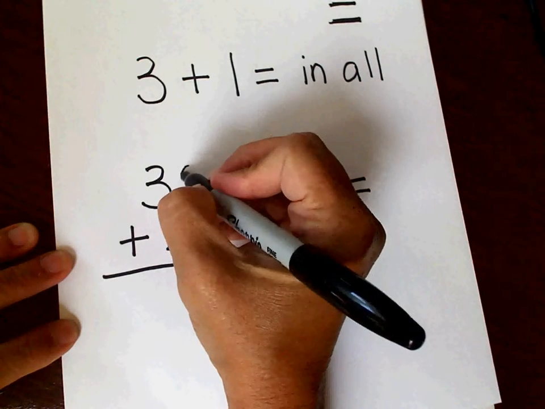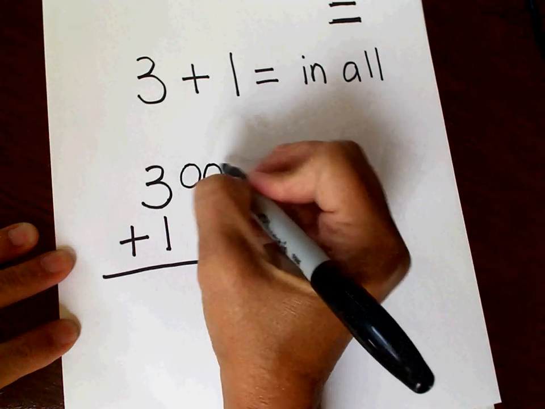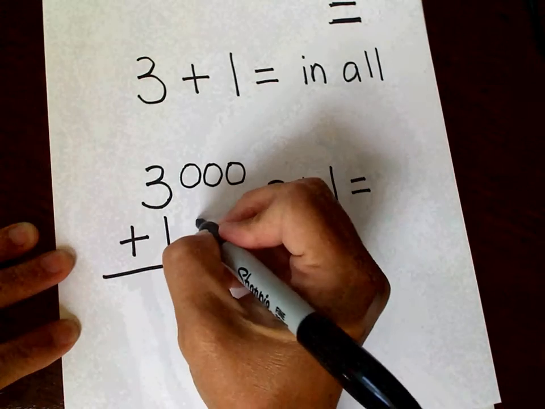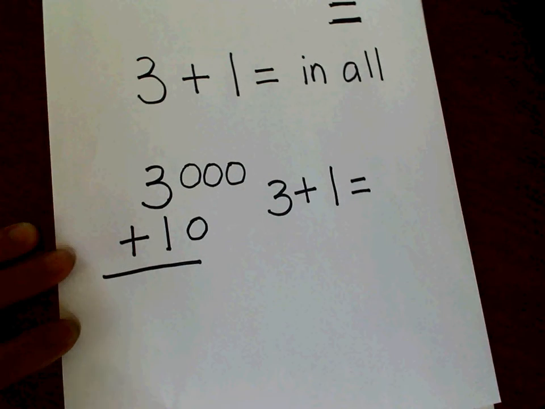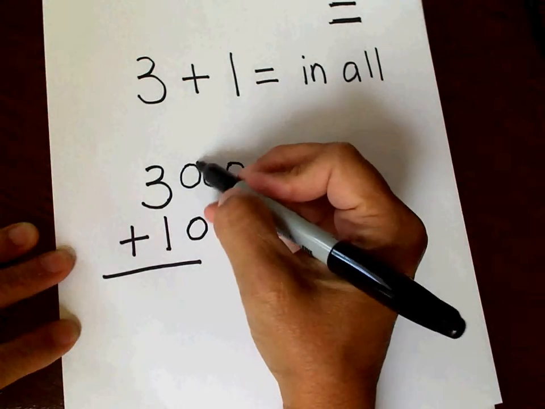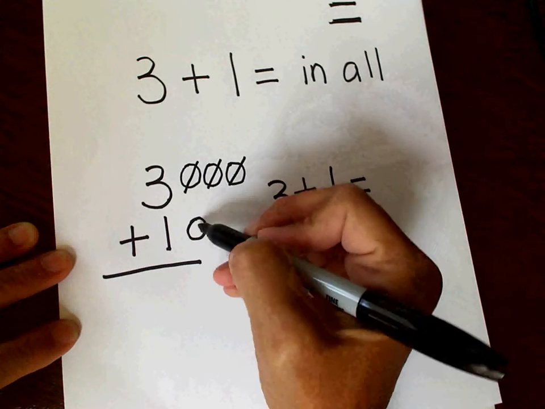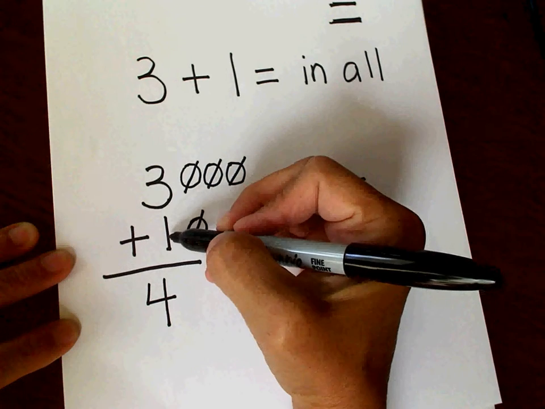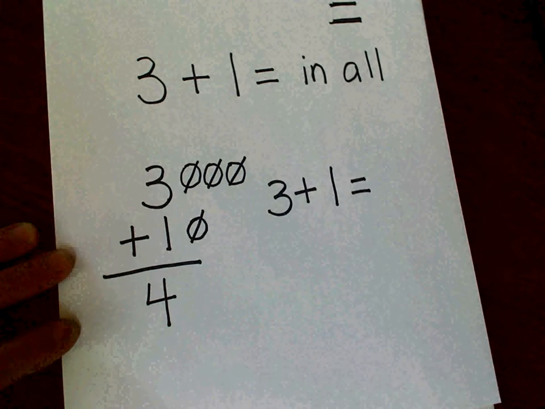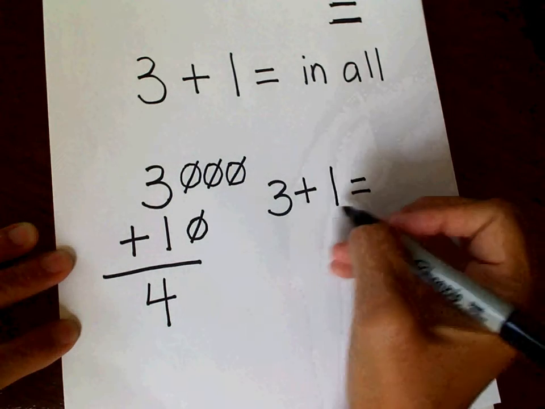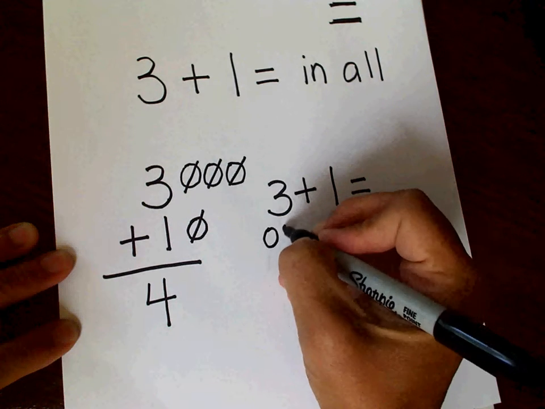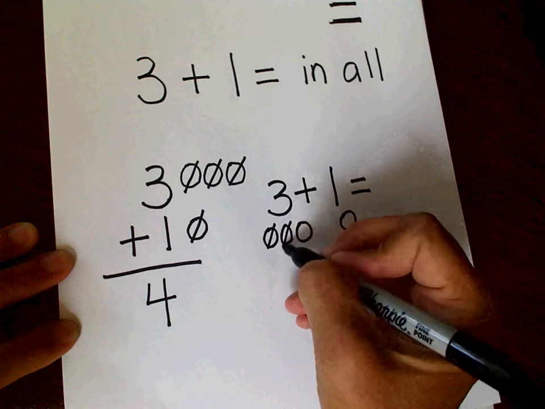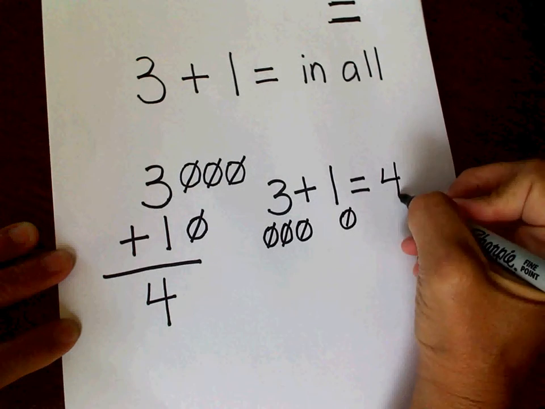Let's start by drawing 3 circles. We had 3 objects. We added 1 more. How many do we have in all, boys and girls? 1, 2, 3, 4. 3 plus 1 equals 4. The same can be done over here by writing the circles underneath it. 1, 2, 3, adding 1, going back and counting, and getting 4.